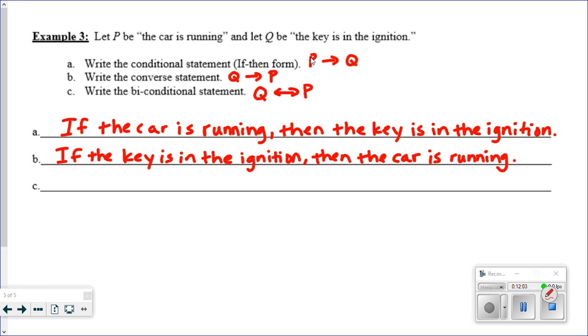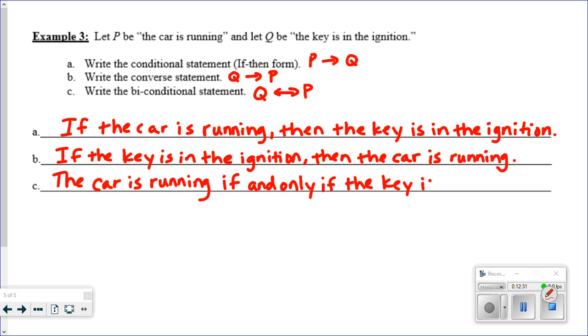John, what do you think this one is? The car is running if and only if the key is in the ignition. Good. The car is running. So we take off the if at the beginning. If and only if the key is in the ignition. Or you could say, if the key is in the ignition, if and only if the car is running. You could say it that way too.